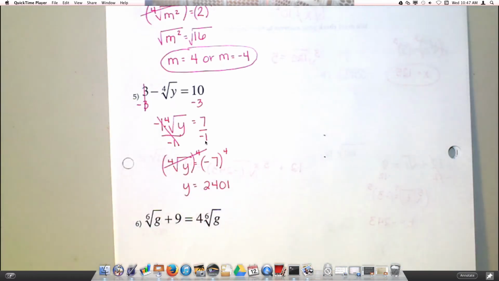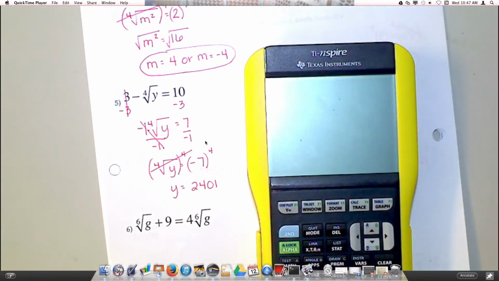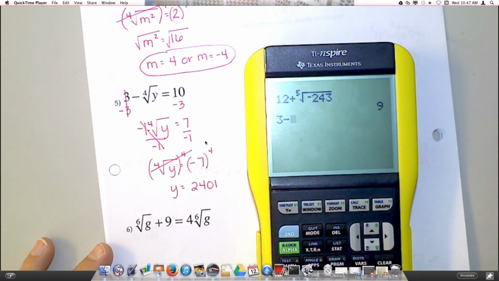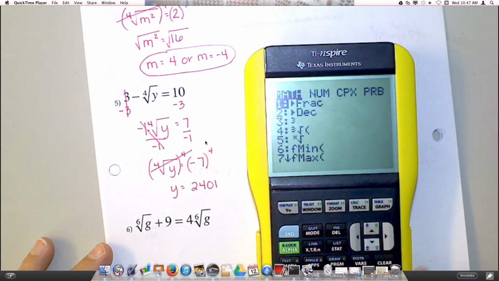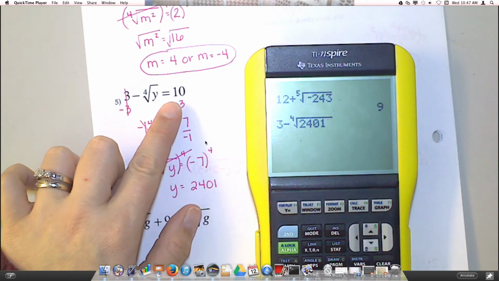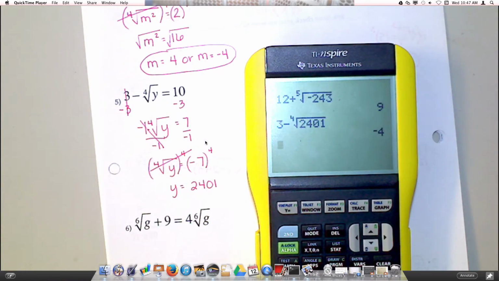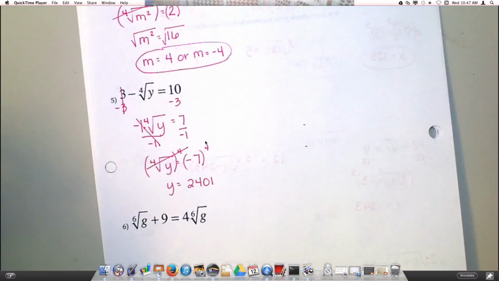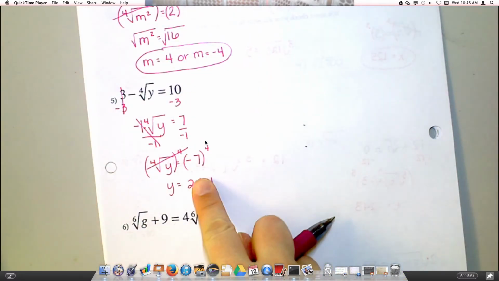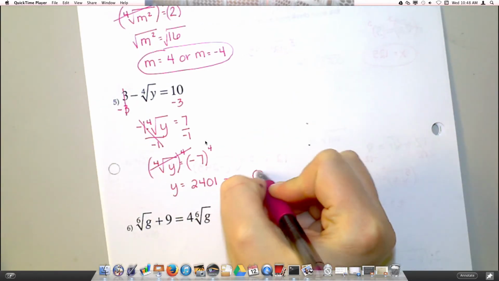To type this in a calculator, I would type 3 minus the 4th root. So I'm going to hit 4 and then math number 5. And the answer I got was 2,401. That should come out to be 10. It does not come out to be 10. Even though we did all of this correctly, there was no mistake here, this is actually a no solution.